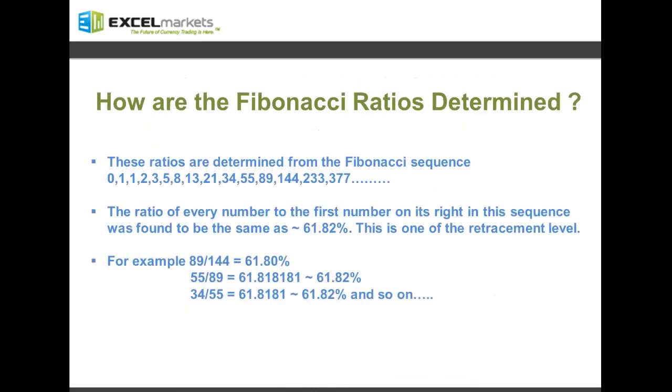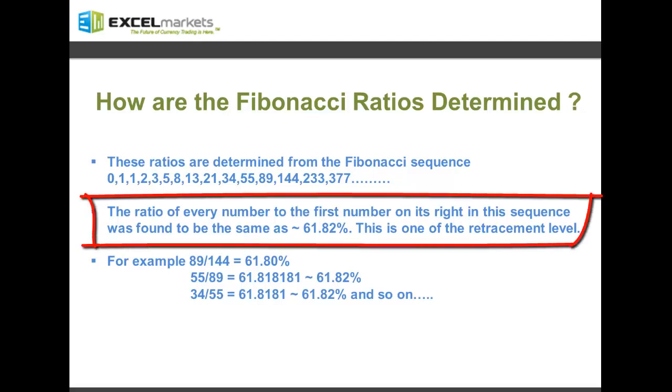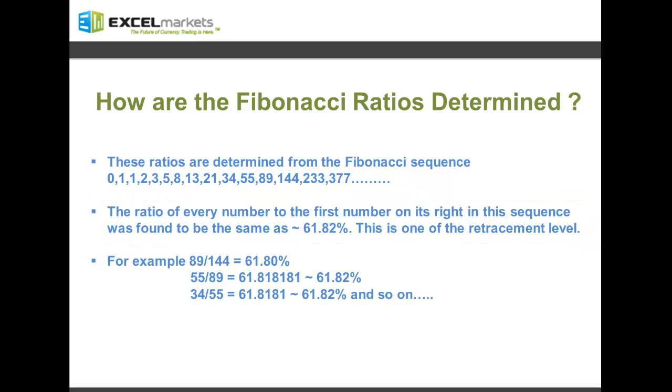So how are these golden ratios or the Fibonacci ratios determined? These ratios are found or calculated from the Fibonacci sequence itself. If you notice, the ratio of every number to the first number on its right in this sequence was found to be the same as 61.8%. This is one of the retracement levels that we use in this indicator. For example, 89 over 144 is 61.80. 55 over 89 also comes out to be equal to 61.82, and so on.